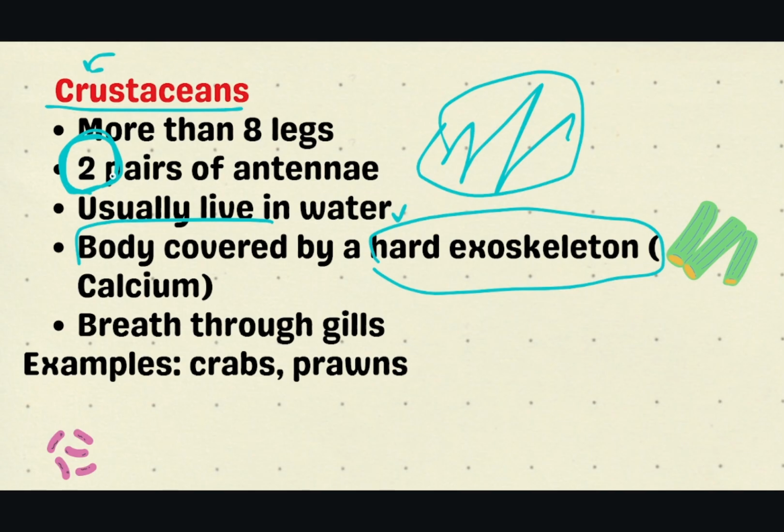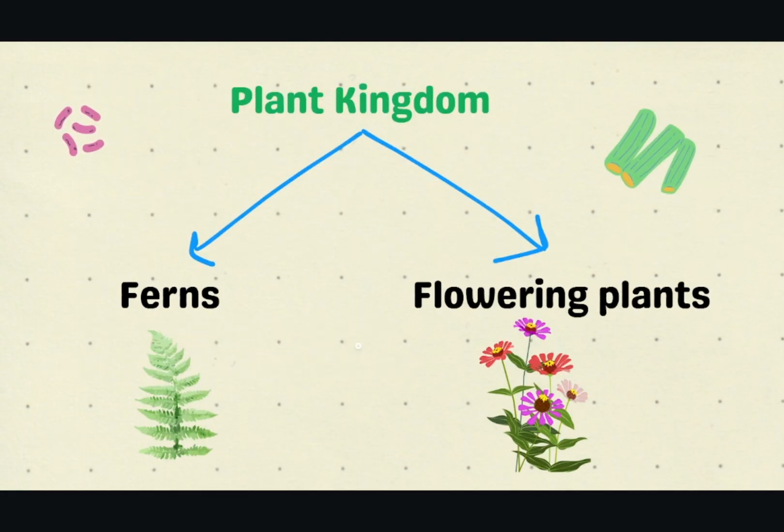Okay, so remember that insects and myriapods are both sharing a pair of antenna, whereas there is no antenna present in the arachnids category, and then in crustaceans we have two pairs of antenna, and it has more than eight legs. All right, more than eight legs. And because they live in water, so obviously they will have gills for breathing. Okay, so that's it. We are done with the animal kingdom. Now moving ahead towards the plant kingdom.